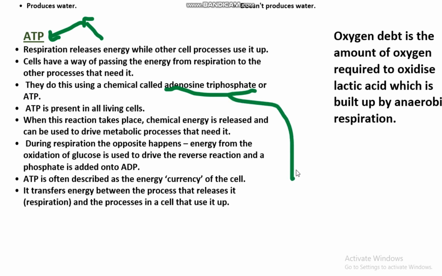It's a chemical which helps in transferring energy to other processes within the cell. ATP is present in all living cells, because we need this type of chemical in our cells to transfer energy to other parts of the cell and allow other processes to take place. This ATP would be there in every living organism.